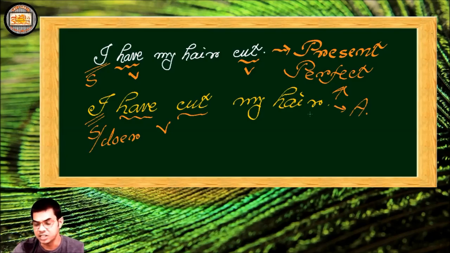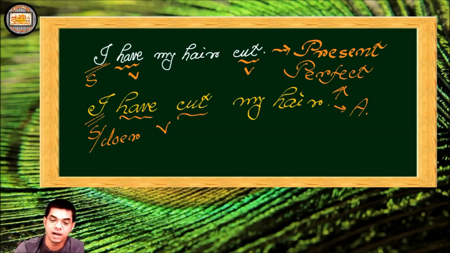We have a detailed discussion regarding this doer and receiver. So when you say I have cut my hair, here I is the subject as well as the doer, that means it's active. If you haven't checked that discussion, I'll put the link in the I button above. From there you can check how to decide whether a sentence is active or passive.